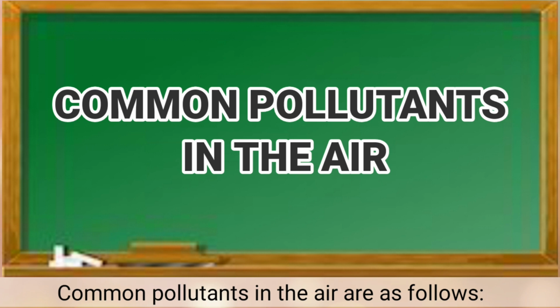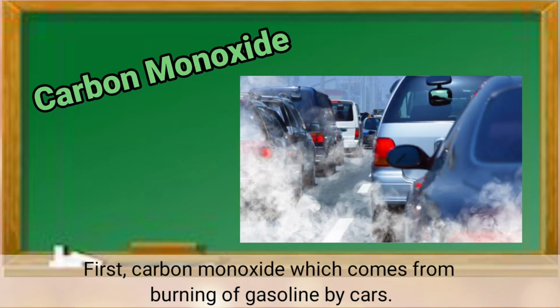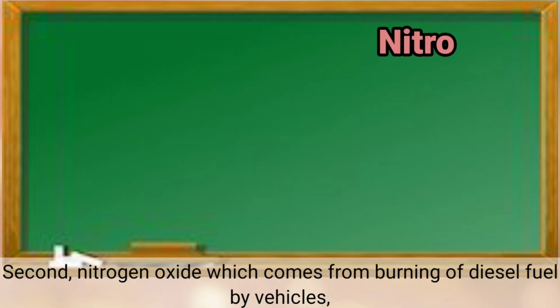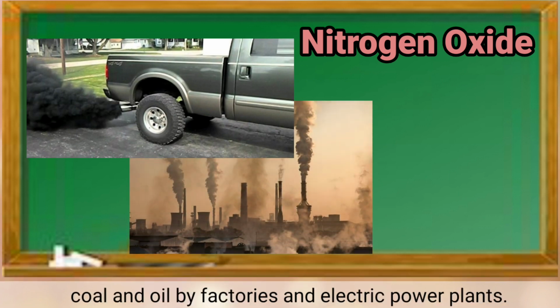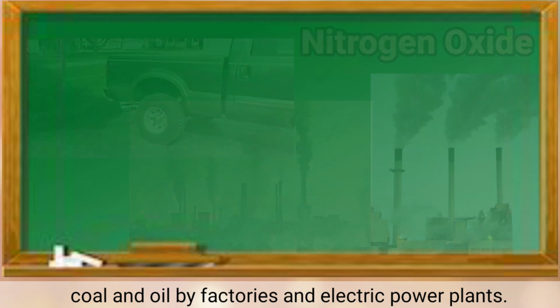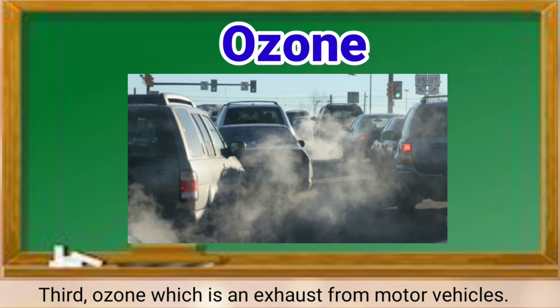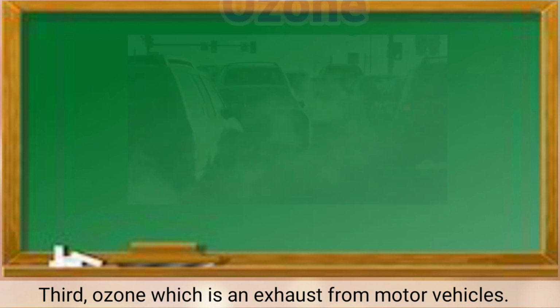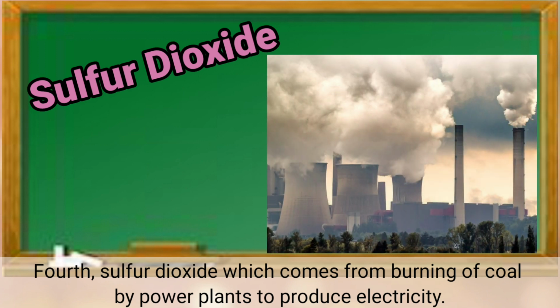Common pollutants in the air are as follows. First, carbon monoxide, which comes from burning of gasoline by cars. Second, nitrogen oxide, which comes from burning of diesel fuel by vehicles, and coal and oil by factories and electric power plants. Third, ozone, which is an exhaust from motor vehicles. Fourth, sulfur dioxide, which comes from burning of coal by power plants to produce electricity.